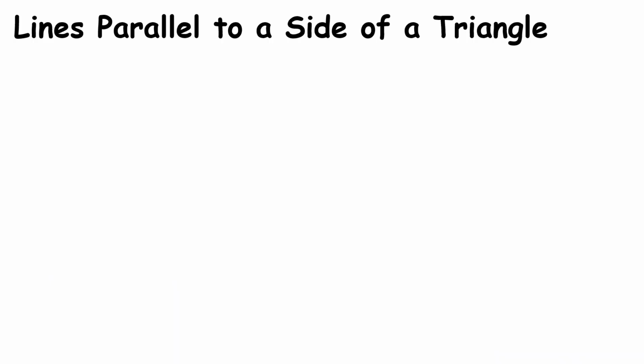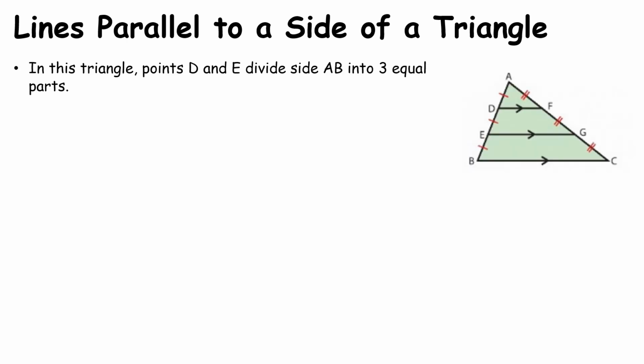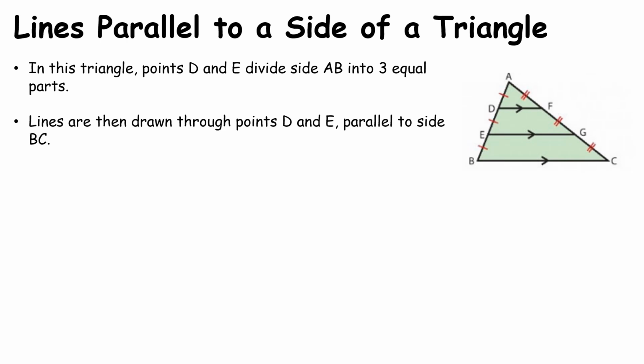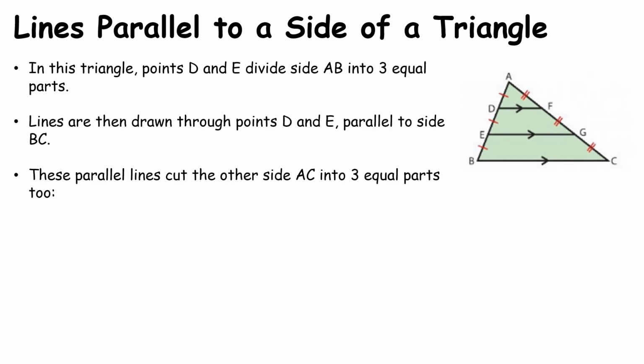So the second theorem we're going to look at is about lines parallel to the side of a triangle. So a situation we have here: in this triangle, the points D and E divide AB into three equal parts. And by drawing in lines parallel to the base, we create these points F and G so that the side AC is also divided into three equal parts. So obviously those parts are not all the same size.